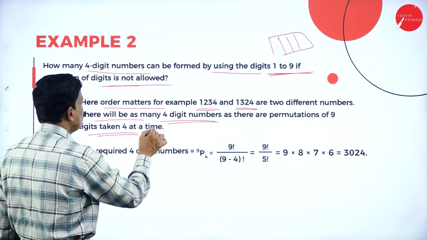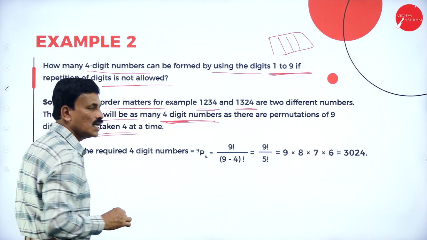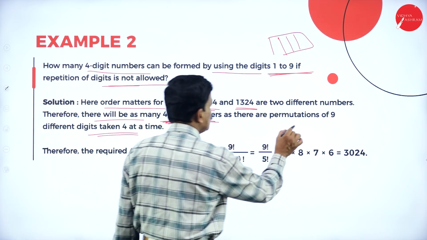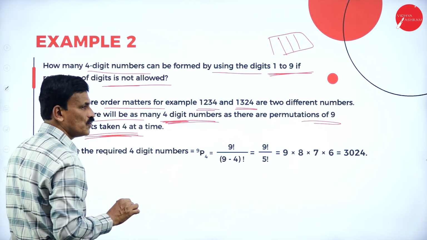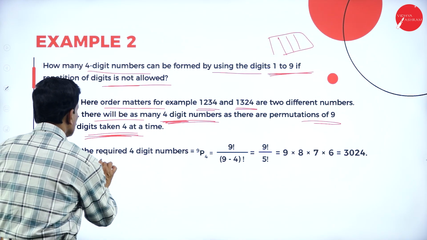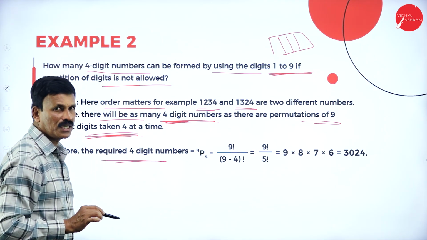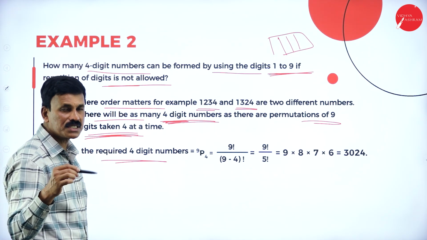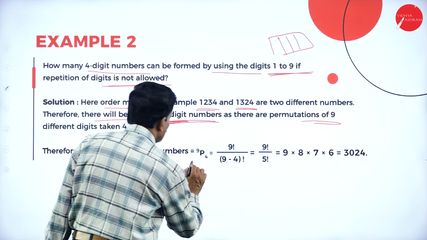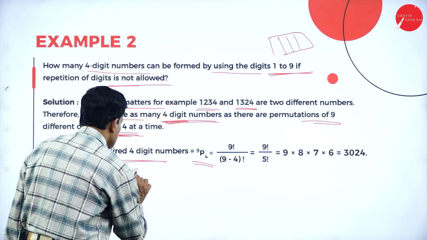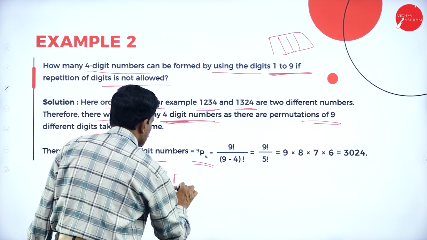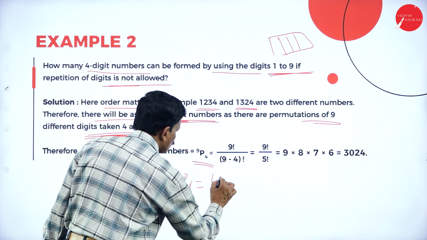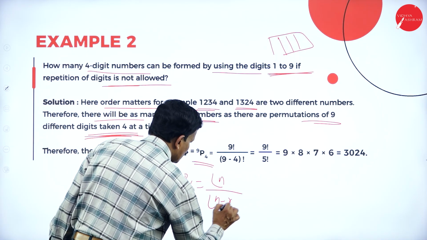Therefore there will be as many 4-digit numbers as there are permutations of 9 different things taken 4 at a time. So the required 4-digit numbers, the arrangement of 9 different numbers taken 4 at a time, is given by 9P4. 9P4 can be written as, what is the formula for nPr? Factorial n divided by factorial n minus r.